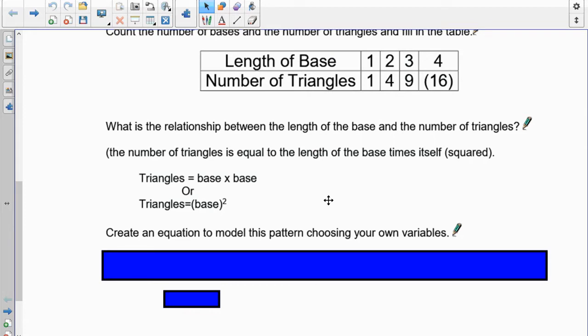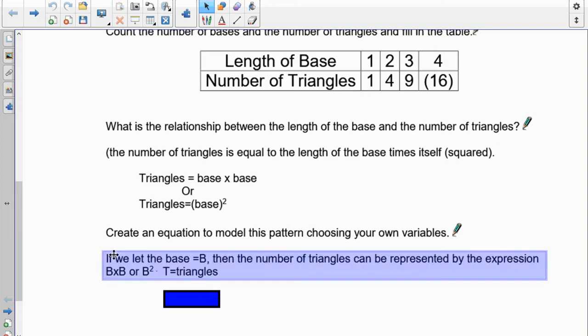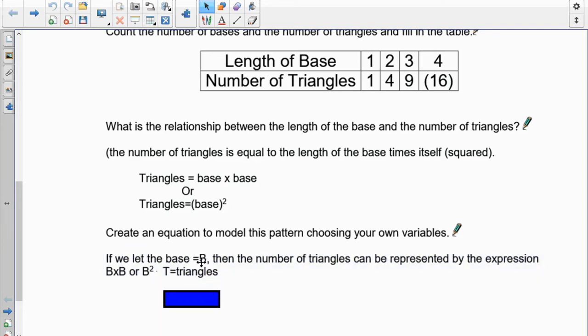All right, first things first, before you can create an equation, you have to have some variables. So I'm going to let the base be a capital B. I know that we're going to have base times base, or base squared. That means that the base variable B will actually be B squared. And I'm going to let the letter T represent the triangles. So I know that T has to equal base squared. So there's my equation: T is equal to B squared.